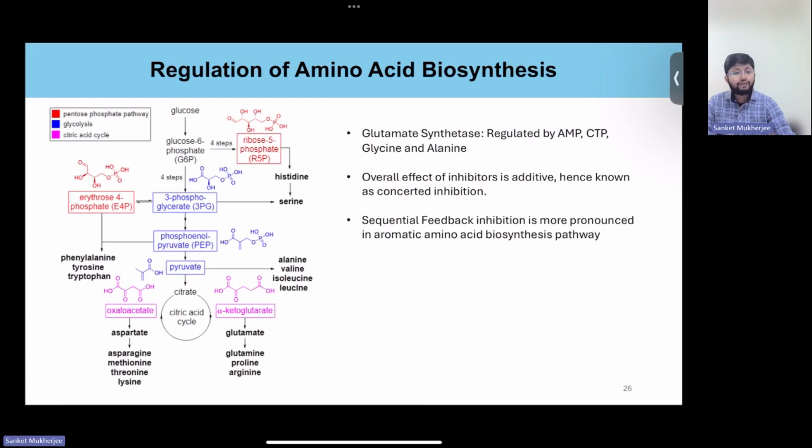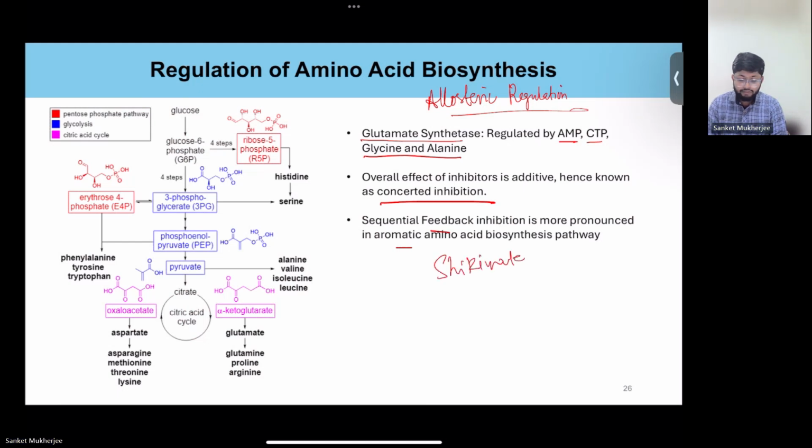To talk about the regulation of amino acid biosynthesis, it can be regulated by allosteric regulation. Again, this is something that you would really read in enzyme kinetics. For example, glutamine synthetase is regulated by AMP, CTP, glycine, and alanine. The overall effect of inhibitors is additive. So if there is more than one inhibitor, there is basically a feedback mechanism, and there will be more inhibition. Hence, it's also called concerted inhibition. And sequential feedback inhibition is more pronounced in the aromatic amino acid biosynthesis pathway, the shikimate pathway, in specific.